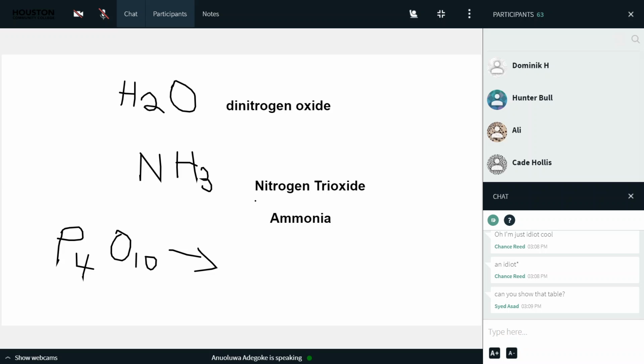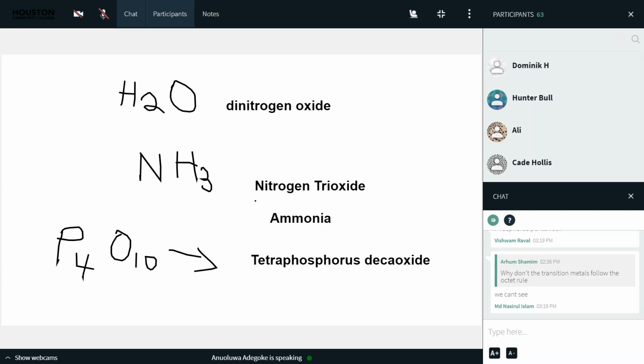So again, this is a binary molecular compound where both of the elements involved are nonmetals. To name them, we use prefixes, right? And then let me show us how to write this. So the name of this will be tetraphosphorus decaoxide. So this is tetraphosphorus decaoxide. Why is that? Now, remember that this is 4. We name molecular compounds using prefixes, okay?